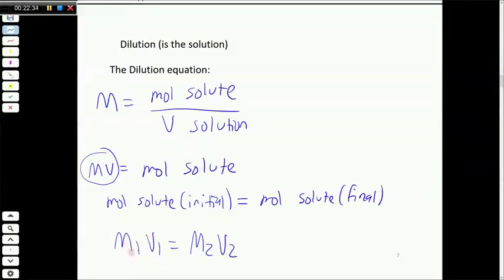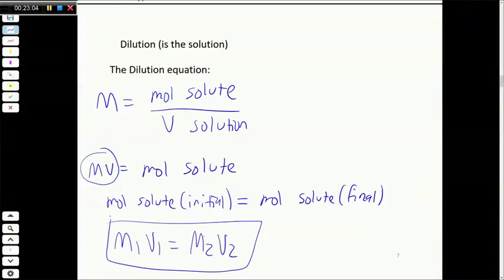Okay? This product M1V1 is the moles of solute we have at the beginning. That's equal to the moles of solute we have after the dilution, but it's just different molarities and volumes that give that same product. So this is the dilution equation here. And that's what we're going to use whenever we're doing a dilution problem. So part of the trick is recognizing when to use this equation. As I said, you're only going to really want to use this when you're adding a solvent to a solution to make a different concentration.